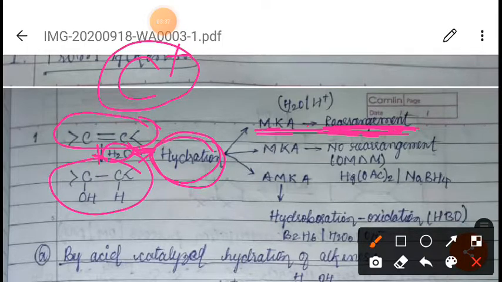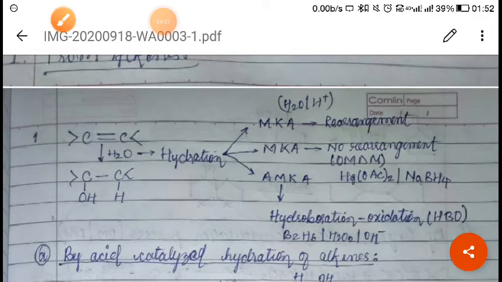Next is Markovnikov's rule with no rearrangement, and this is also called OMDM. OMDM means oxymercuration demercuration reaction. Now the third one is anti-Markovnikov's rule, and this is also called hydroboration oxidation.